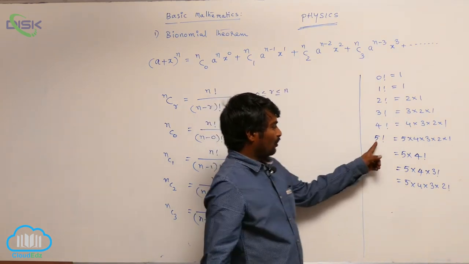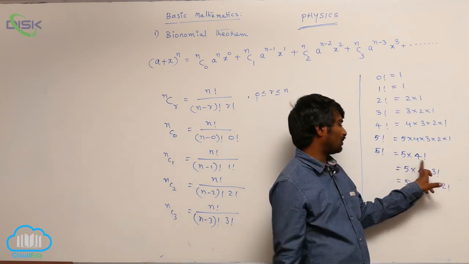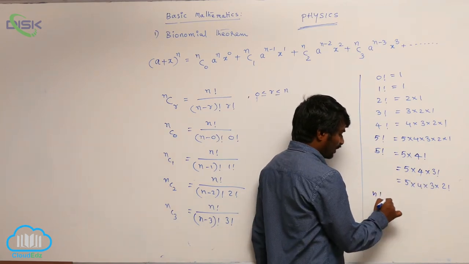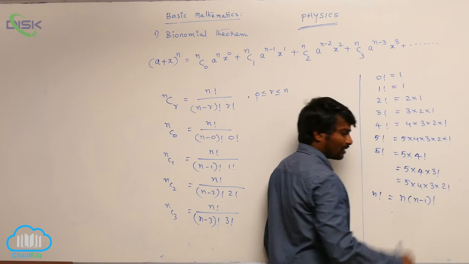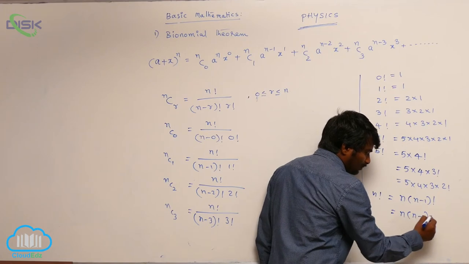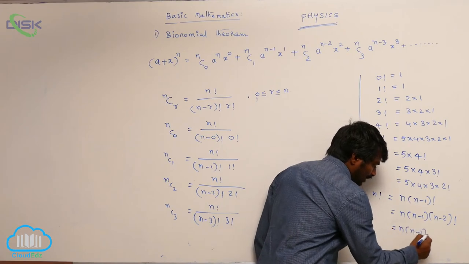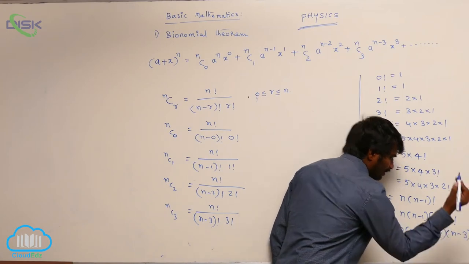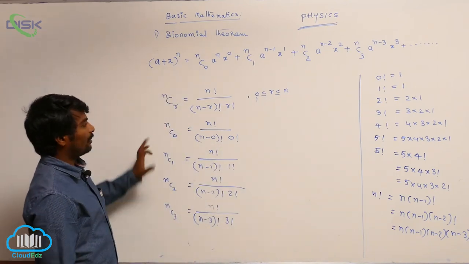That means 5 factorial can be written as 5 into, reduce the number by 1 and write a factorial, or 5 into 4 into, next you write down 3 factorial. Like this, n factorial we can write as n into, reduce it by 1, n minus 1 factorial. Again, n minus 1 factorial we can write as n minus 1 into n minus 2 factorial. Again, n minus 2 factorial we can write as n minus 2 into n minus 3 factorial. So by using this knowledge, let us calculate the binomial coefficients.